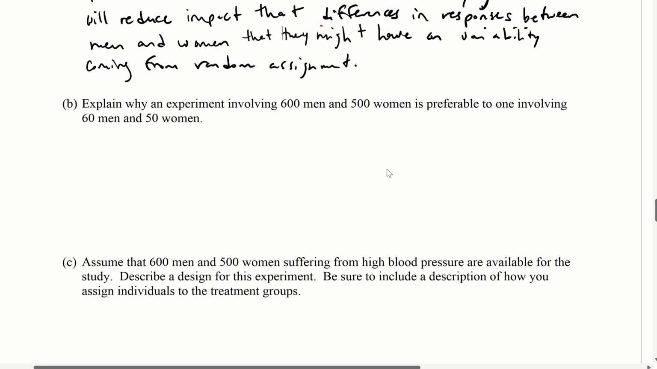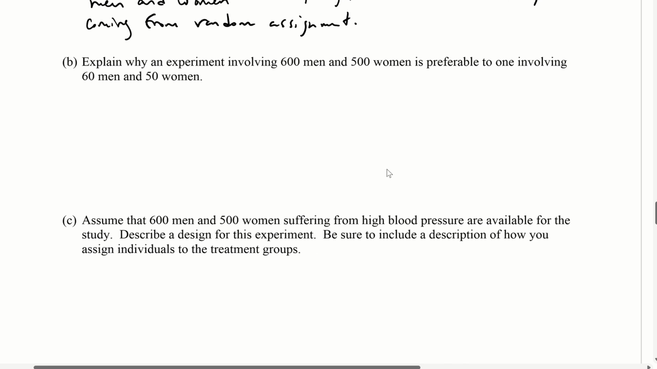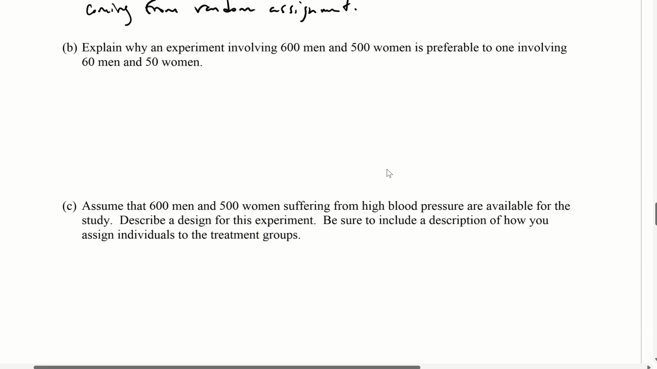All right, so for part B, explain why an experiment involving 600 men and 500 women is preferable to one involving 60 men and 50 women. So we got a larger number of subjects. This is called replication, right? So I'm going to say replication, or larger number of subjects.